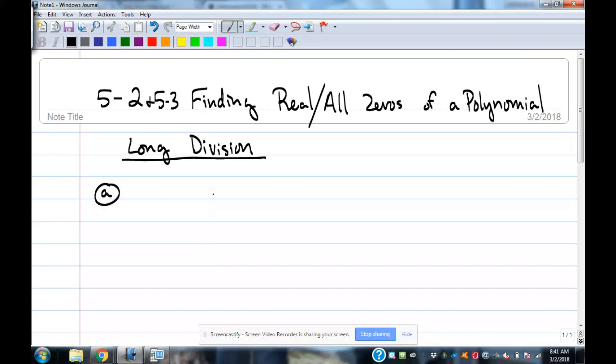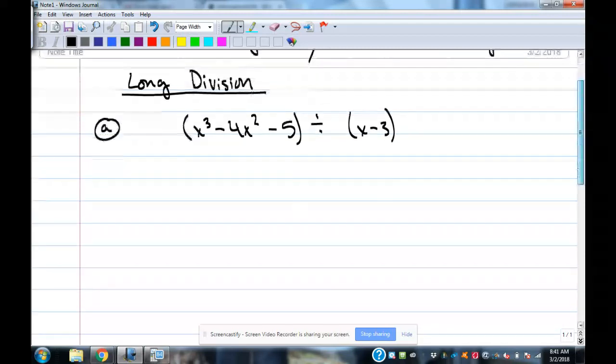So if we're going to divide x cubed minus 4x squared minus 5 by x minus 3, we're going to do that with long division first, and then we'll do it with synthetic division, and make sure we're good to go there.